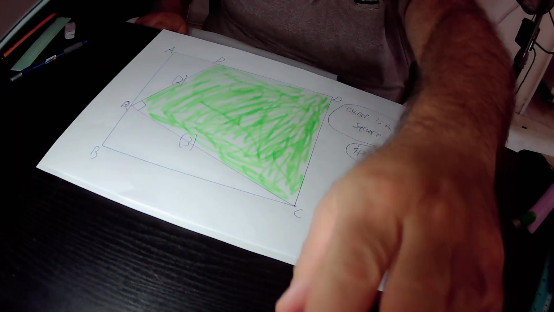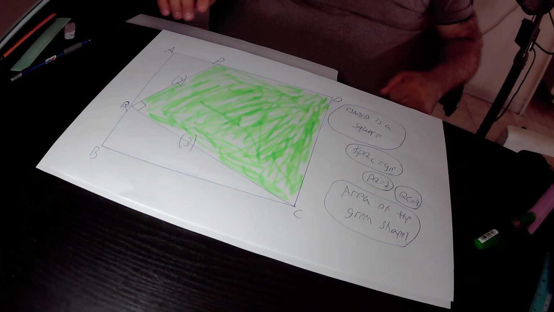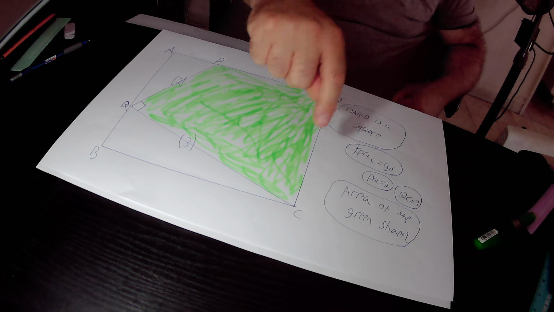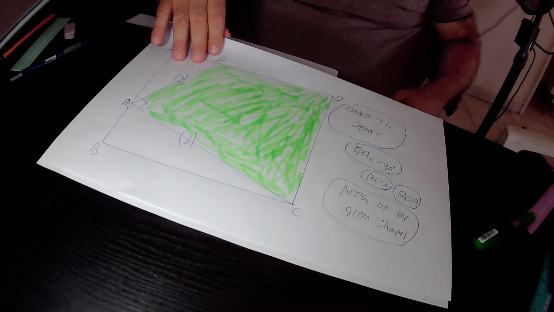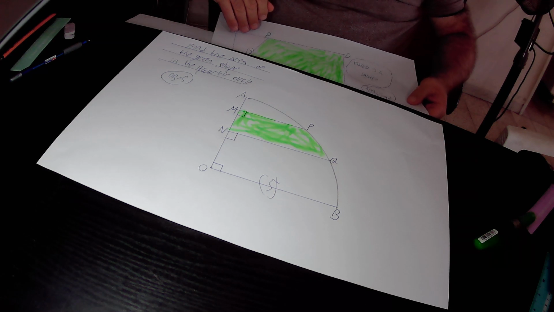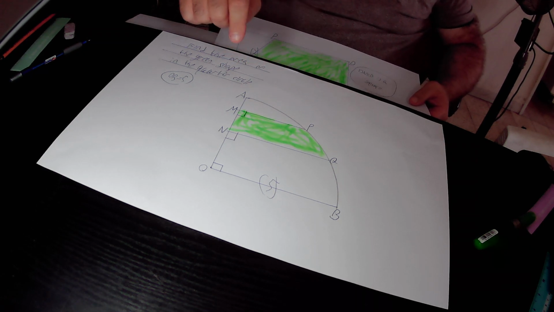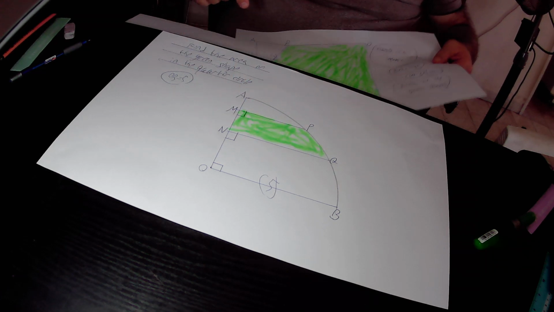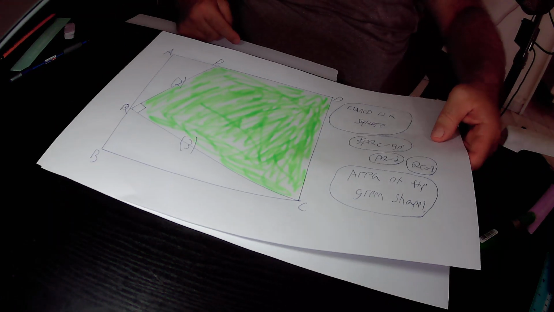Now in this lecture we'll answer two questions. In the first question we'll find out the area of this green shape that is inside square ABCD, and in the second question we'll find out the area of this green shape that is inside quarter circle AOB. So we'll start with the first question.